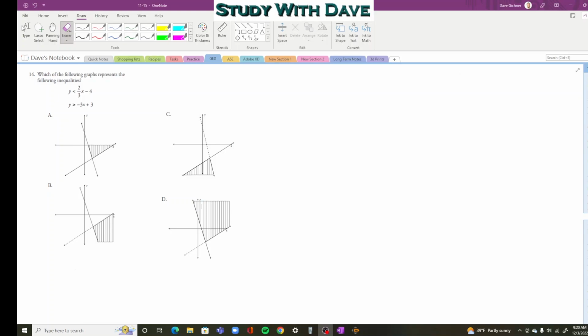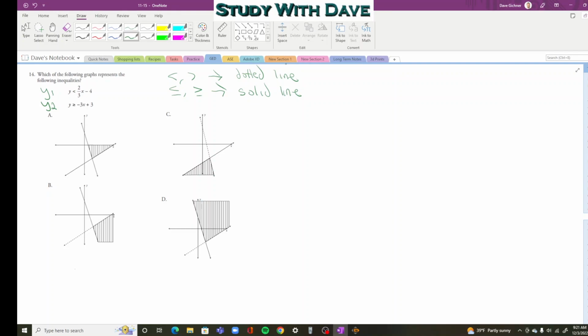Hey everyone. In this problem we're going to match the graphs to the following inequalities. And these inequalities, we'll call them y1 and y2. They're inequalities because we have the less than or greater than, which corresponds to dotted lines because they don't include the numbers on the line. We also have less than or equal to or greater than or equal to, which correspond to solid lines because those points on the line are included in the equation.